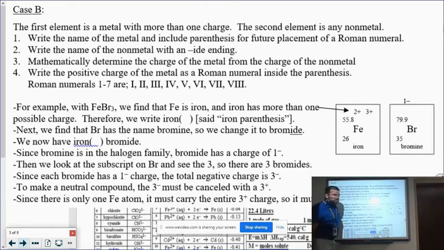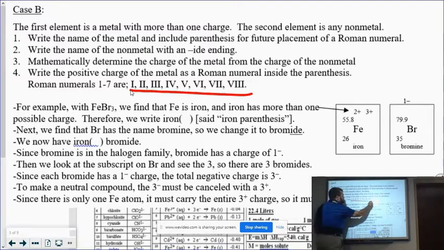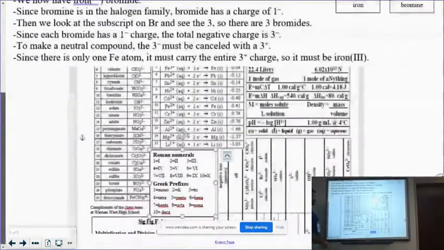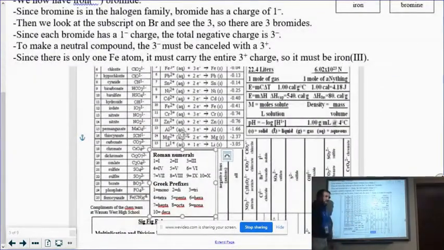The second element is still just any nonmetal. So step one, write the name of the metal and include parentheses for future placement of a Roman numeral. Roman numerals look like this. You might be familiar with them. We have a spot on your periodic table that goes through them. If you flip to the back of your periodic table, there's a little box right in the middle on the back side of that.